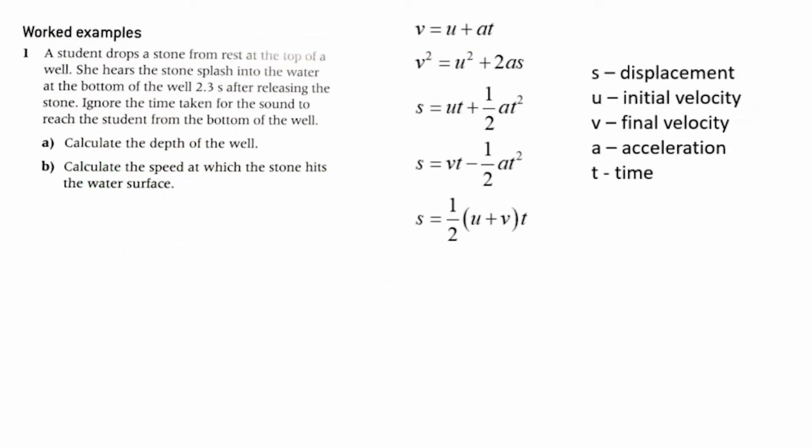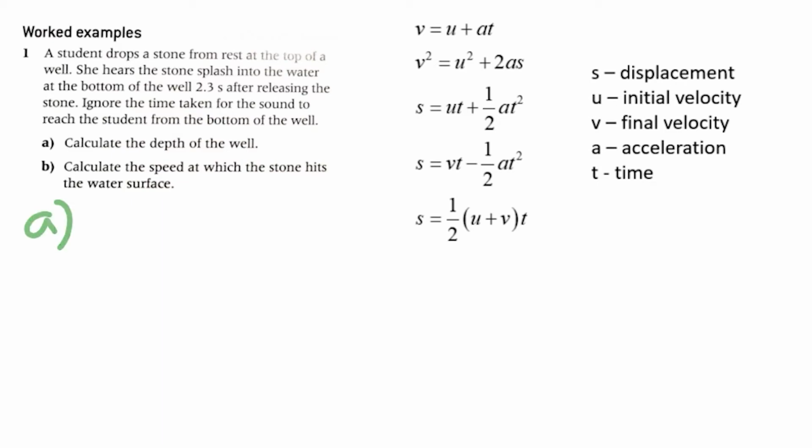Here is the question. A student drops a stone from rest at the top of a well. She hears the stone splash into the water at the bottom of the well 2.3 seconds after releasing the stone. Ignore the time taken for the sound to reach the student from the bottom of the well. A. Calculate the depth of the well, and B. Calculate the speed at which the stone hits the water surface. Let's start with part A.